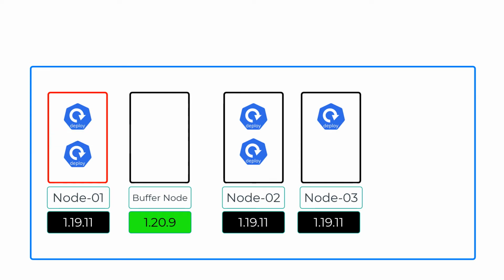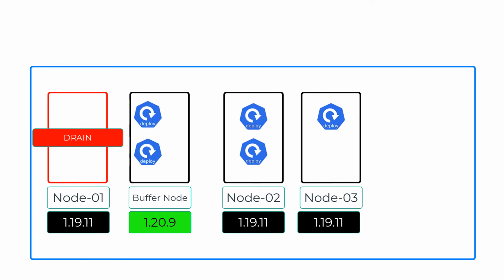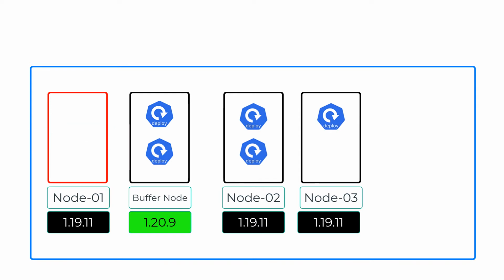But what about existing pods? AKS then drains one of the old nodes to minimize the disruption to running applications. This drain will move all the pods from the old node to the buffer node that was added. Once the old node is fully drained, it will be re-imaged to receive the new Kubernetes version, that is 1.20.9, and it will be pretty much empty.